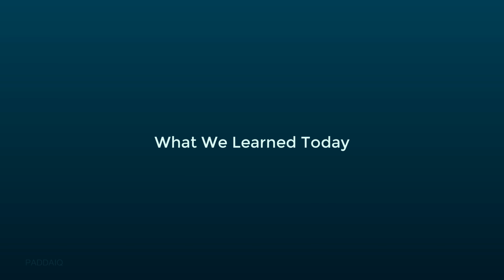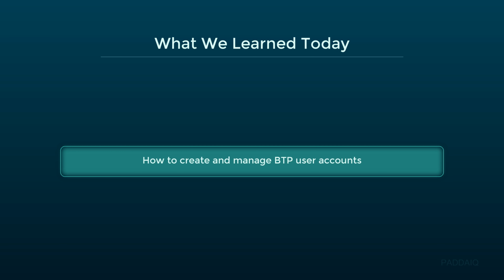Today we covered key learnings and takeaways. How to create and manage BTP user accounts. This means you can securely set up new users, assign roles, and control their access to BTP services. For example, when a new developer joins your team, you can create their account and grant them access to specific development tools. Mastering this ensures your team has the right permissions to work efficiently and safely.